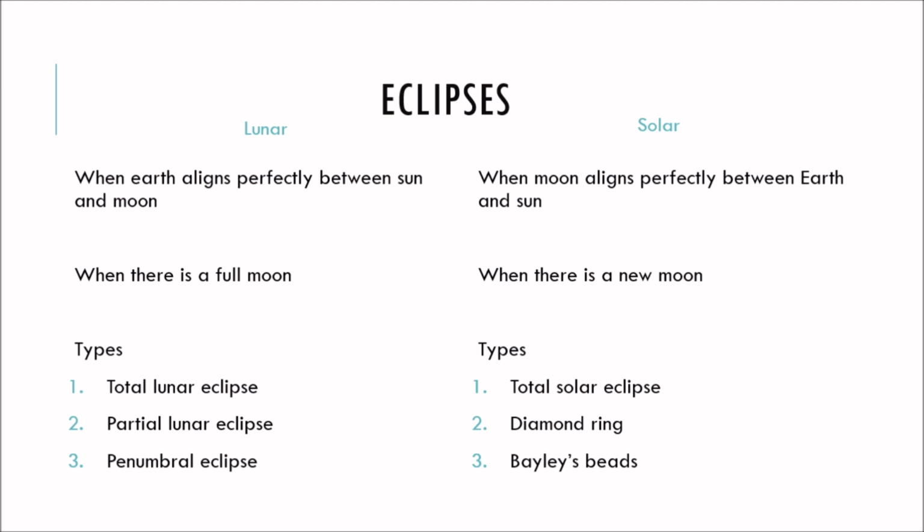Now the types in the solar are the total solar eclipse, when it covers the whole sun, diamond ring, when there's only a small part of it shown from the sun, and Bailey's beads, when it only covers a small part.